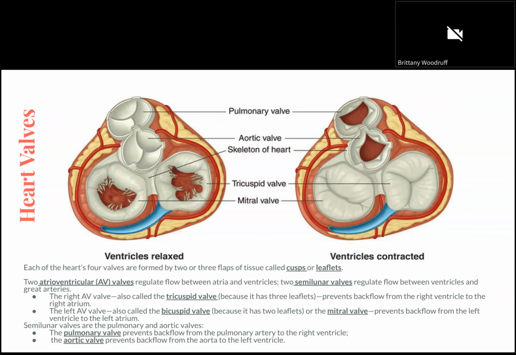Okay? The way that I remember which one is which. Does anybody know what the prefix tri means? Three. And the letter R, if you use your imagination, there's three lines. Okay? So the right side of your heart has your tricuspid valve.